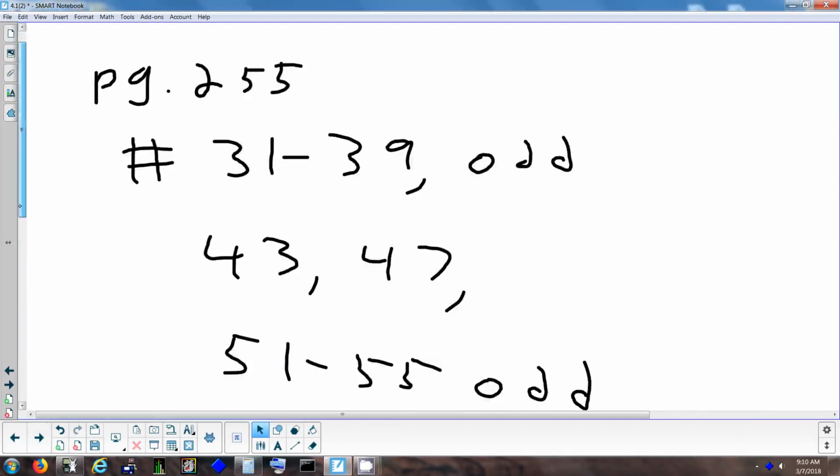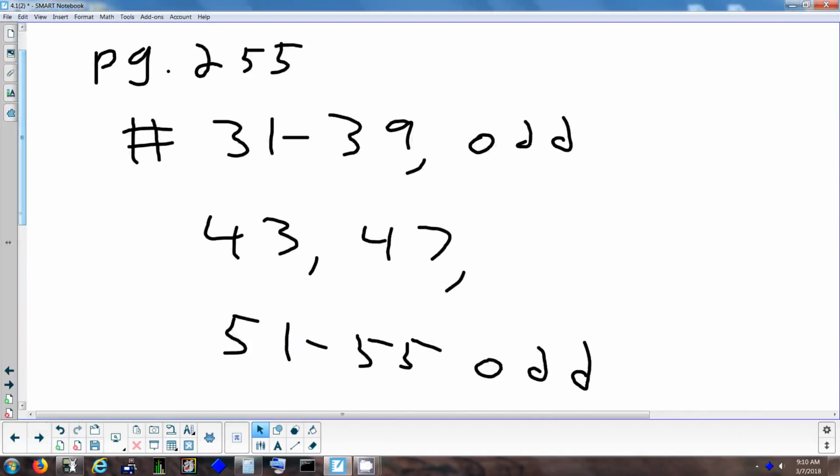Okay, so homework tonight or this afternoon, whenever you do it. Page 255, 31 to 39, just the odds. It's all odds. 43, 47, and 51 to 55 odd.